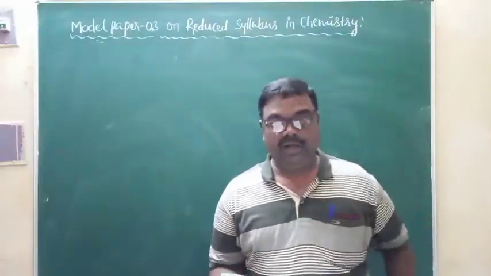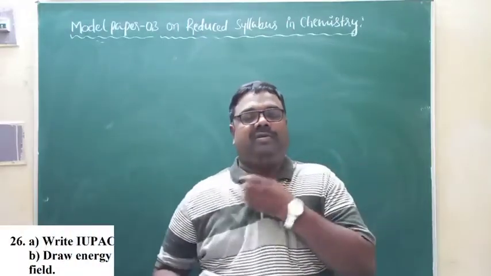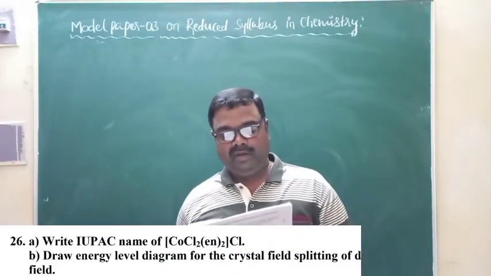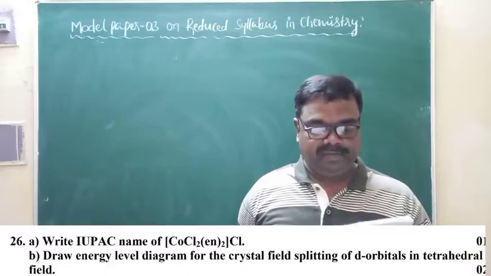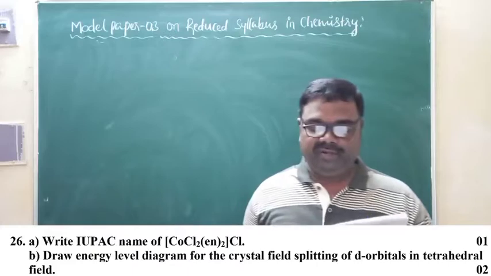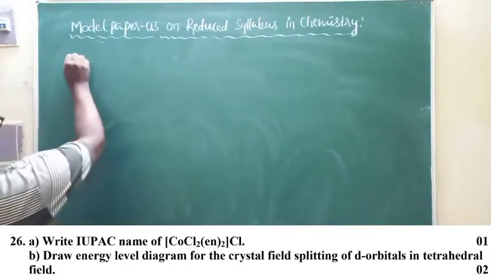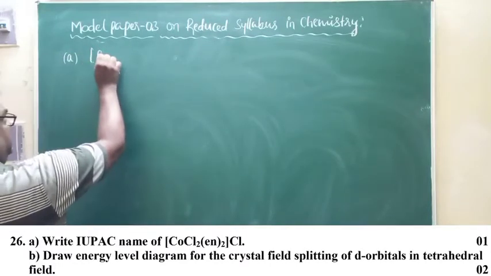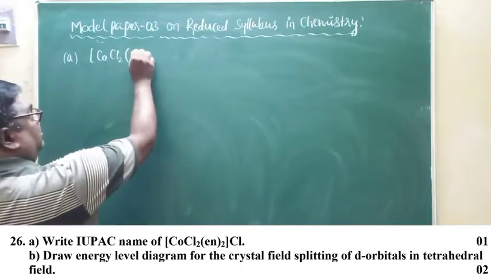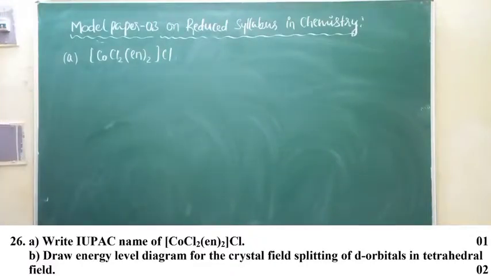Okay, it is noted down. Now let us see question number 26, once again from the chapter coordination compounds in part C that carries 3 marks. 26A: write the IUPAC name of the complex given. 26B: draw the energy level diagram for the crystal field splitting of d orbitals in a tetrahedral field. We'll see first of all the IUPAC name of the complex given, [CoCl2(en)2]Cl, right? En twice and of course a Cl. This is the complex given.